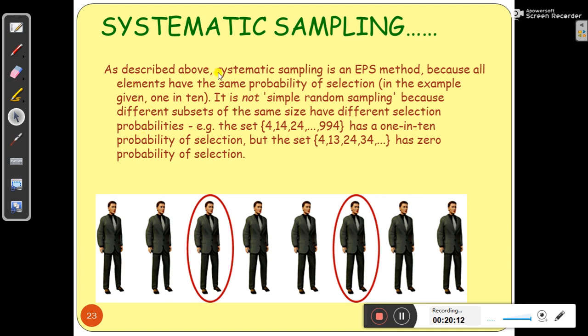As described above, systematic sampling is an EPS method because it has an equal probability system for every element. All elements have the same probability of selection. In the example given, 1 in 10, it is not simple random sampling because different subsets of the same size have different selection probabilities. Obviously, if the subset is different, then the selection probability will be different. For example, the set 4, 14, 24 and so on has a 1 in 10 probability of selection, but the set 4, 13, 24 has 0 probability of selection.